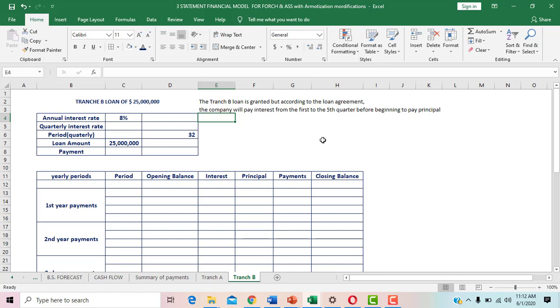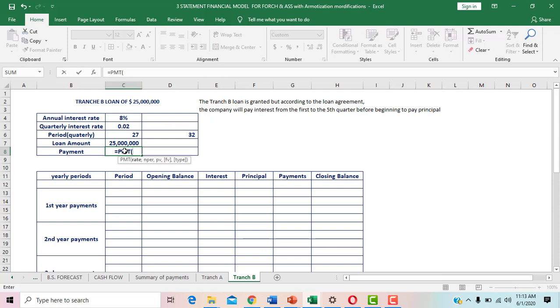We start by determining the quarterly interest rate, which is equal to 8% divided by 4, and it gives us 0.02. Now, we need to know how many periods we are going to be paying interest as well as principal, which is going to be equal to the 32 periods minus the 5 periods we are just paying interest. So we have 27 periods that we are going to be paying interest as well as principal.